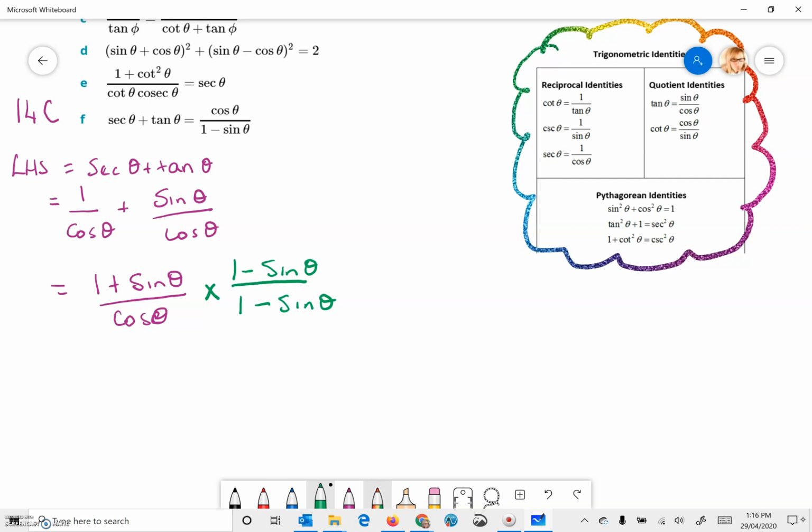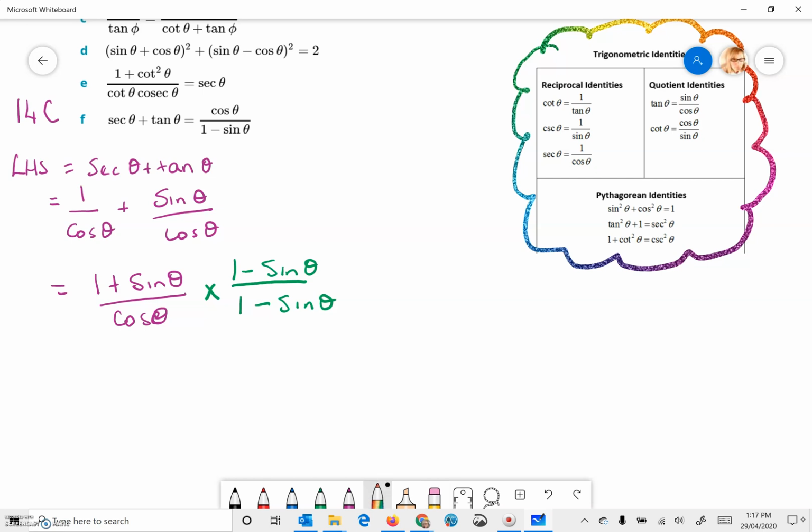Why would I think of this? Well, for a start, this is on the bottom of our right-hand side. And what does 1 minus sine theta over 1 minus sine theta actually give us? Well, it's 1. And what happens when you multiply anything by 1? You get the same thing. Now, the only thing is we have introduced something.